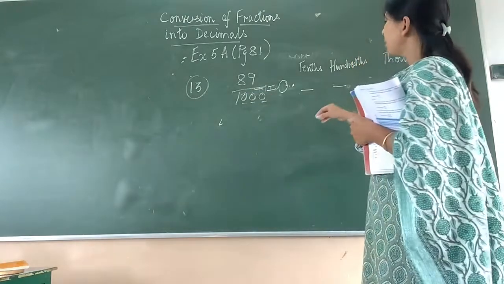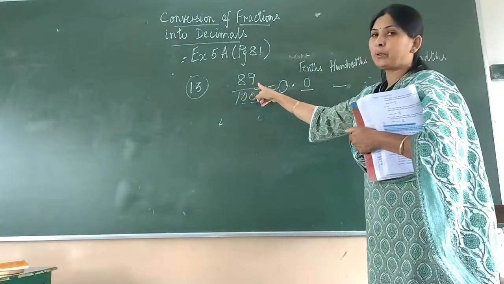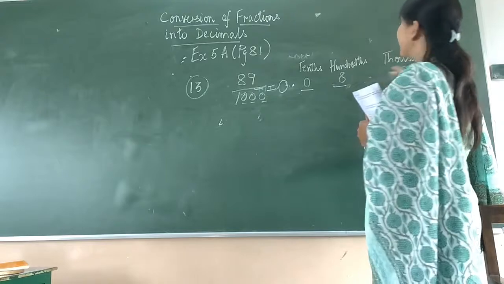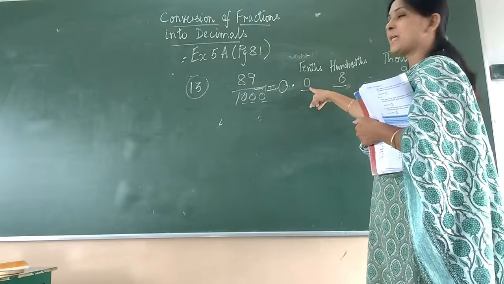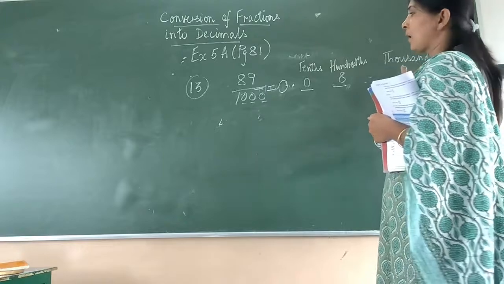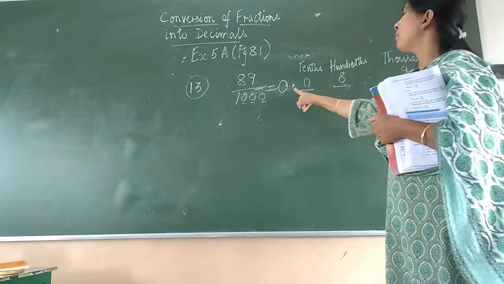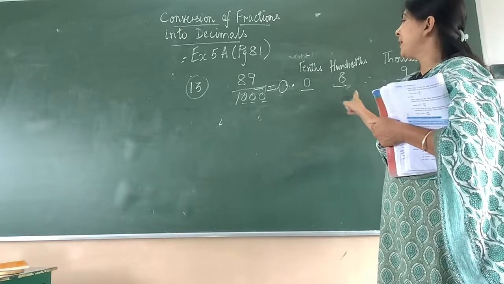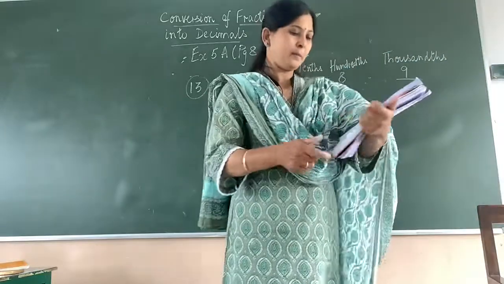So what will we do? We will write 0 here. The numerator has only 2 digits. So we'll write 0 here, write 8 here, and write 9 here. See, there were only 2 digits in the numerator, so the tenths place we will fill with 0, and write 8 in the hundredths place and 9 under the thousandths place. So 89 over 1000 can be written as 0.089. Okay, it is written like this. And how do we read it? 0.089.